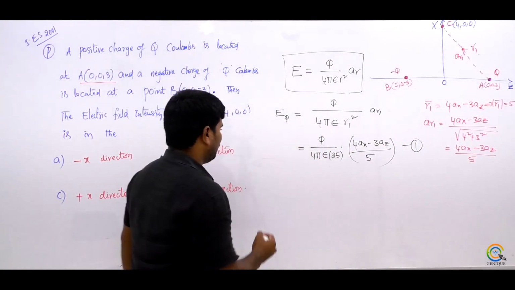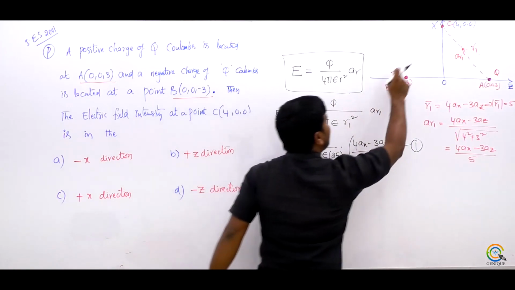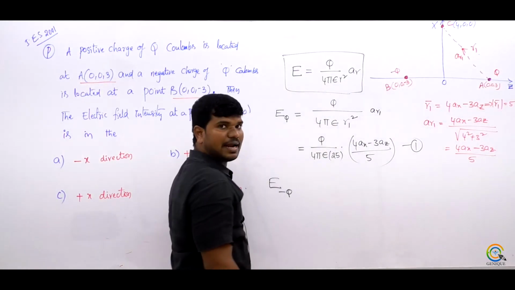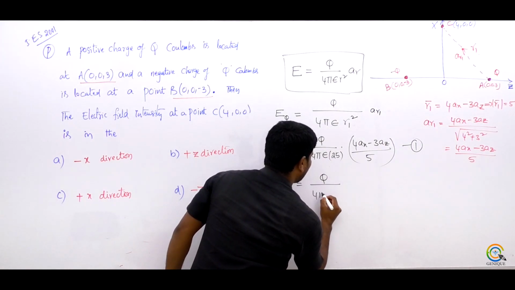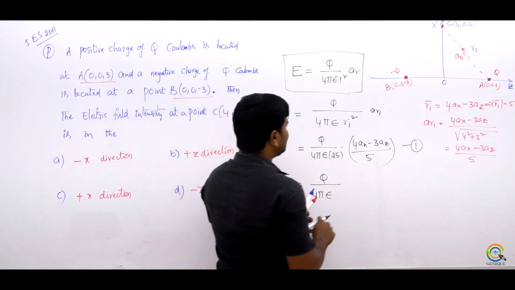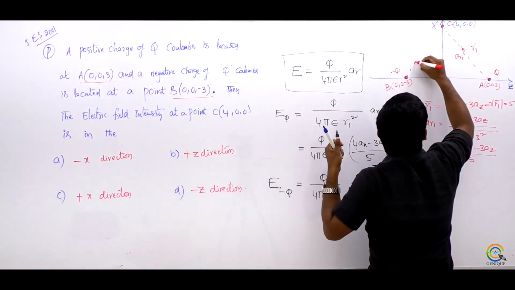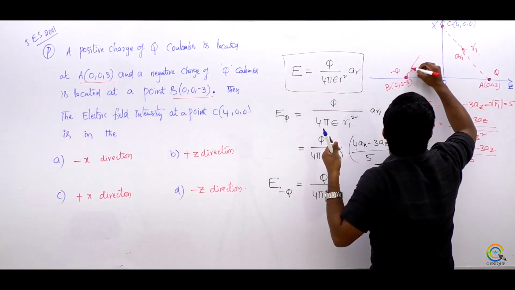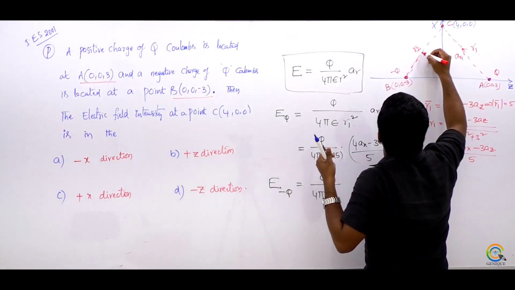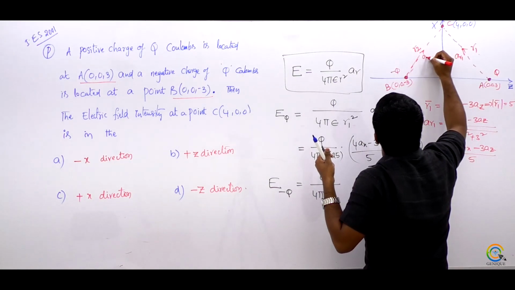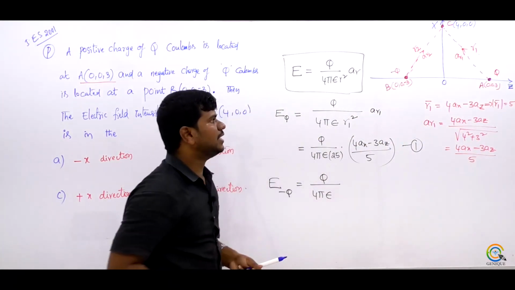Okay. Now, what is E due to minus Q at this point? How can I represent it? This will be equal to Q divided by 4 pi epsilon R square. Here I am considering from here to here as R2. Let us suppose this is AR2, the unit vector in that direction.